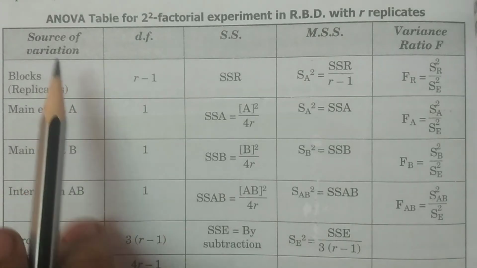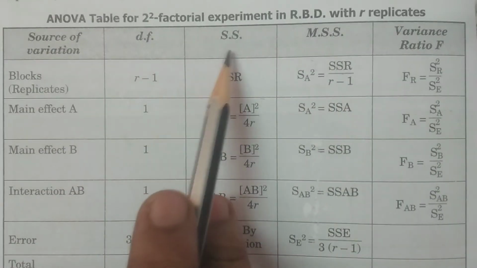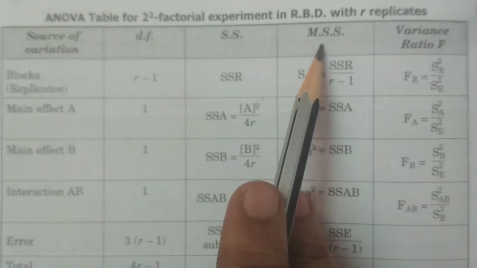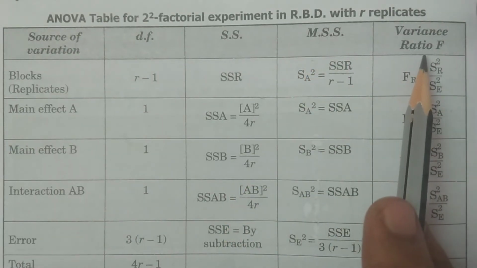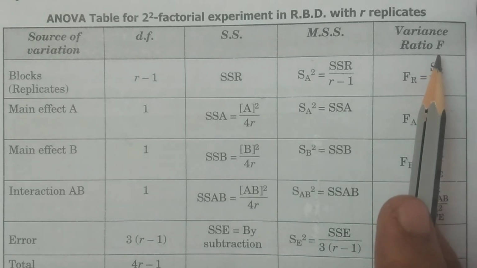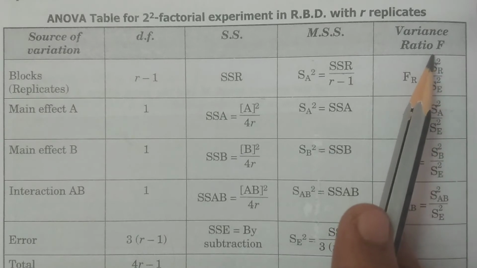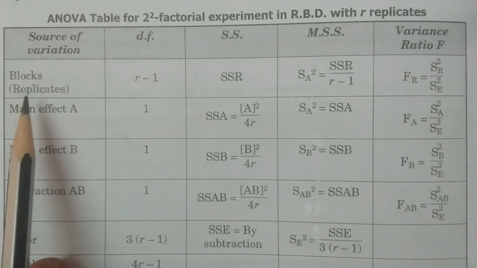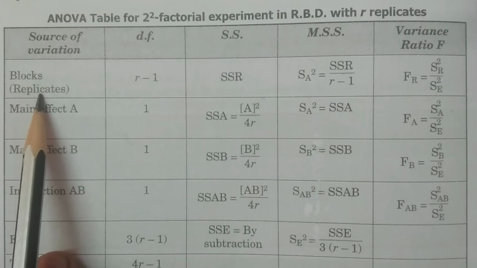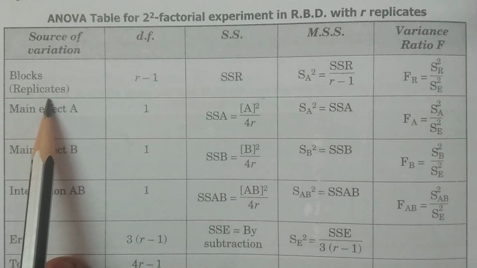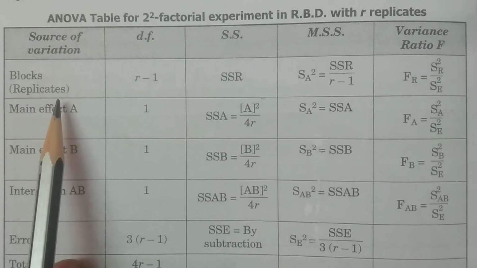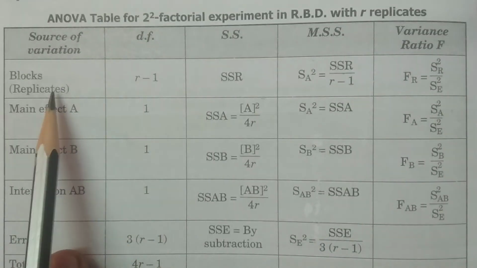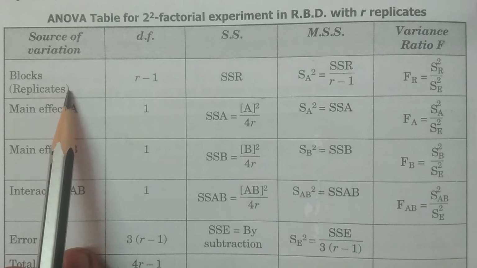Source of variation, degrees of freedom, sum of the squares SS, mean sum of squares MSS, and variance ratio, that is the F statistic, which is calculated from the F distribution. So under source of variation, the first one is blocks, that is replicates. Blocks indicate replicates, how many times we are repeating the treatment. R is the number of replicates.